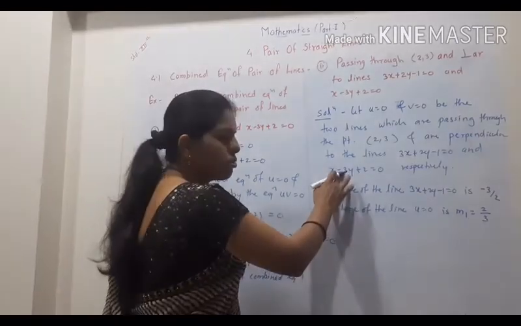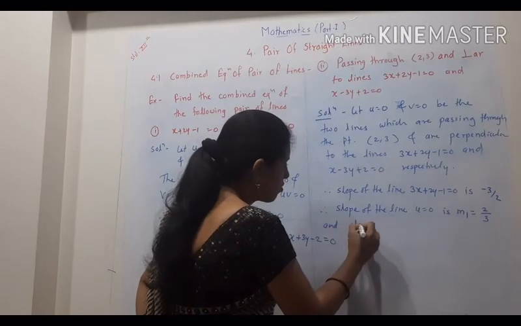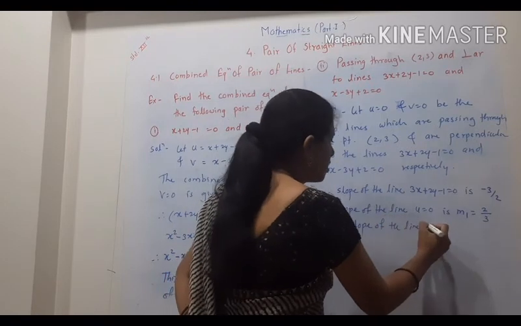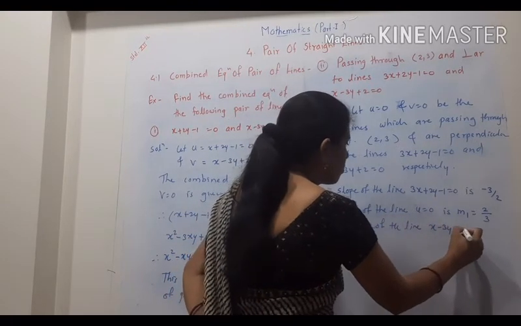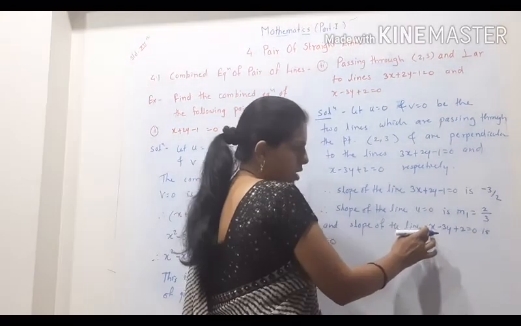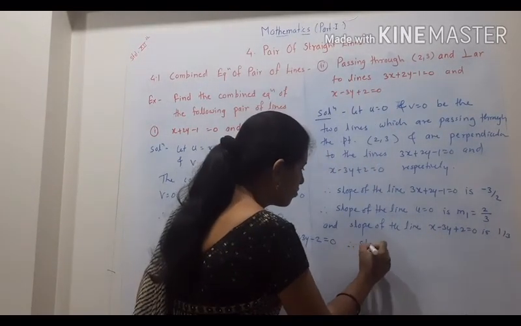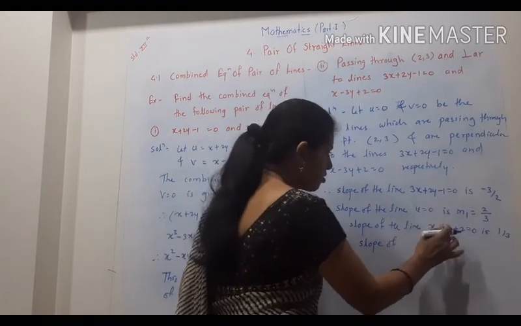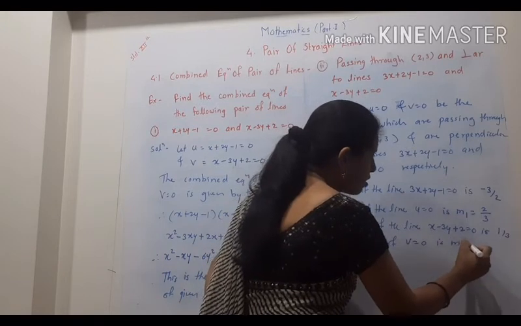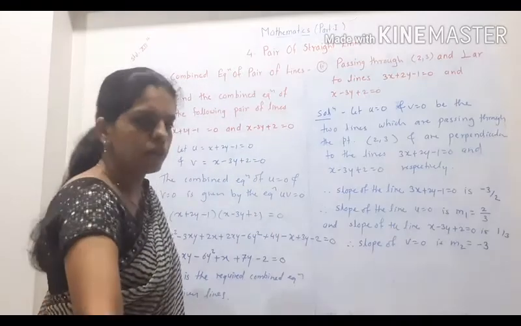Similarly, we find the slope of this, and the slope of u = 0 is 2/3. And the slope of the line x minus 3y plus 2 is equal to 0 is again by the minus a by b, it is 1/3. Therefore, the slope of the line which is perpendicular to this line, that is v = 0, is m2 equal to the negative reciprocal, minus 3.